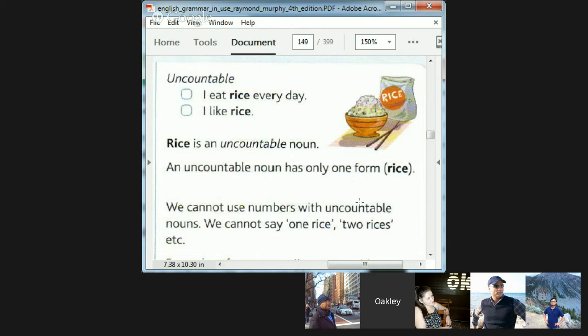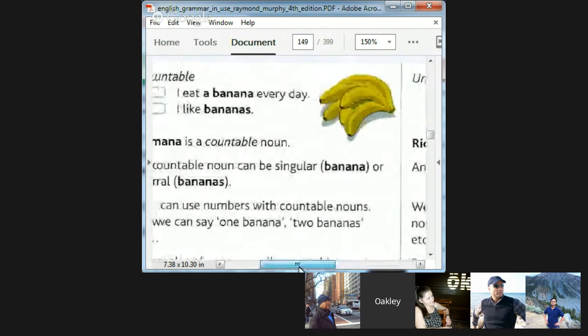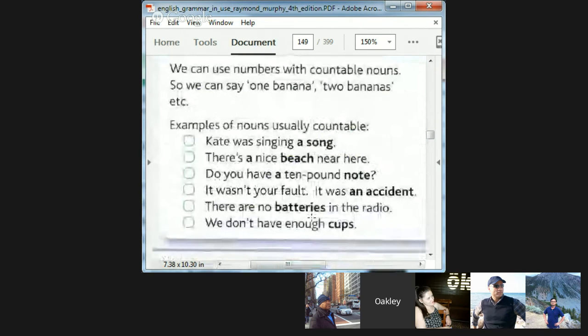Okay. All right. Well, that's a pretty basic concept there. Countable and uncountable. Examples of countable. Kate was singing a song, 3 songs. If you're ever wondering, is it countable or not countable, just put a number in front of it and see if it makes sense. 3 beaches, 3 notes, 3 accidents, 3 batteries, 3 cups. Yeah, that'll work.